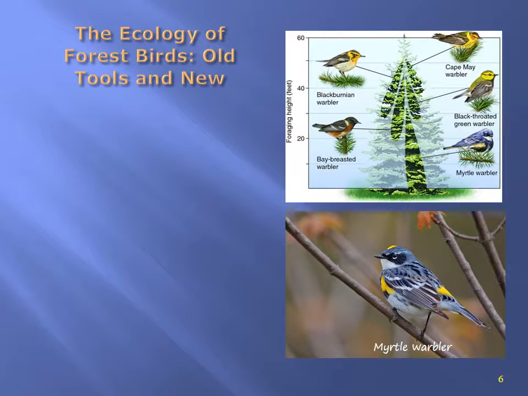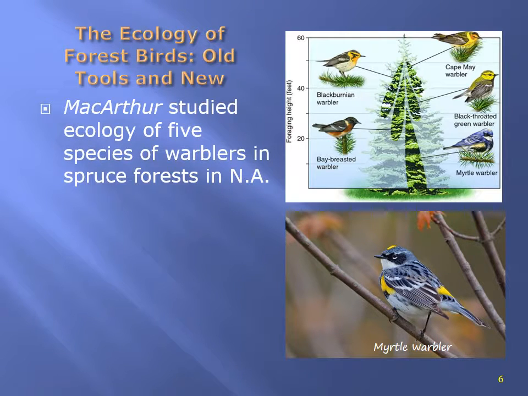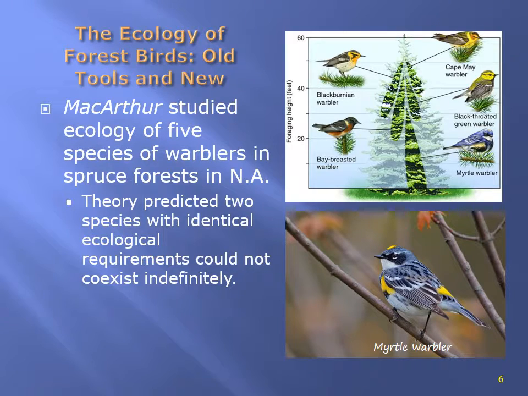Your text gives a couple different examples to show you what ecology is, and one of the examples of a study in ecology is MacArthur's study of 5 different warbler species that live in spruce trees in the forests of North America. His theory that he was testing predicted that 2 species with identical ecological requirements, which means they live in the same place and eat the same food, could not coexist indefinitely. They call this, if you remember from environmental science, the theory of competitive exclusion.